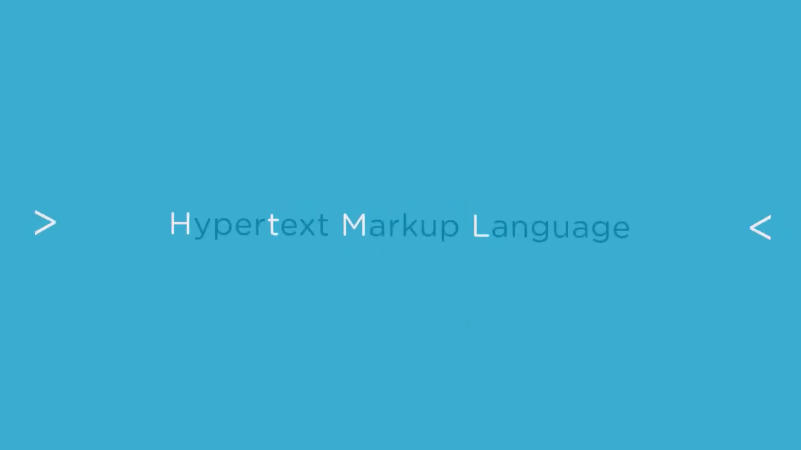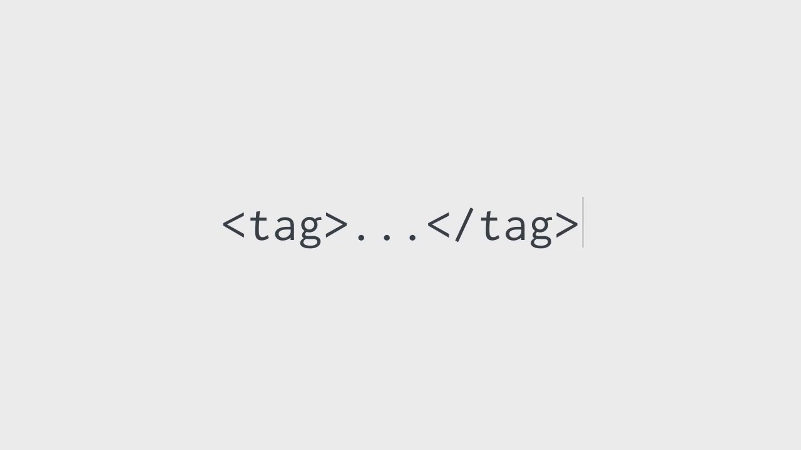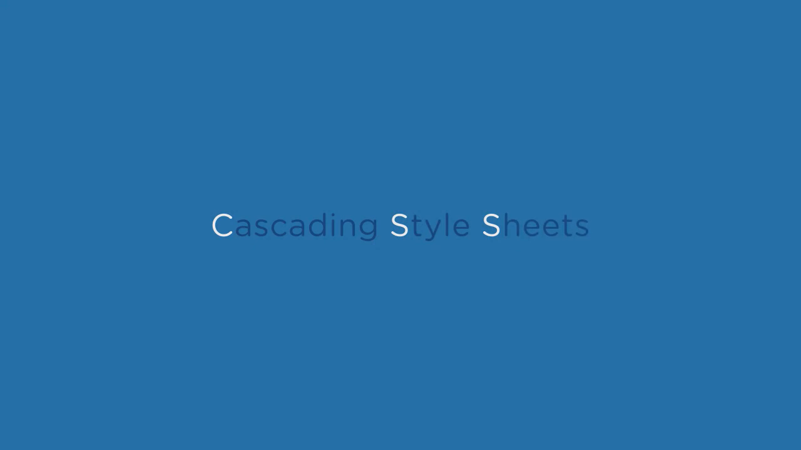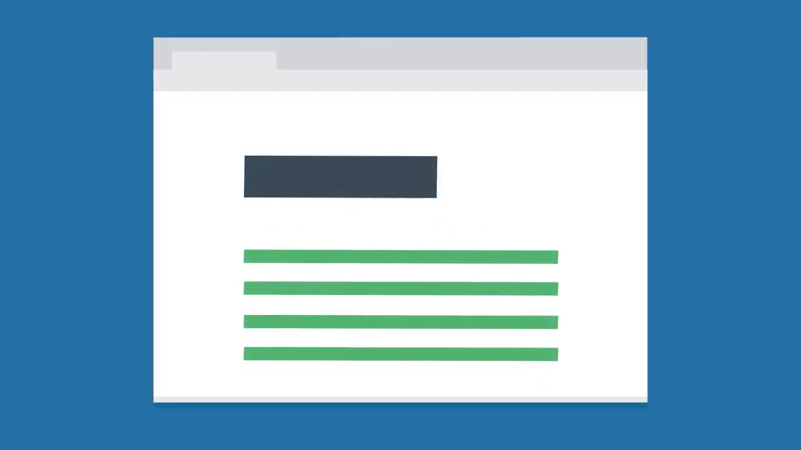HTML, which stands for Hypertext Markup Language, is simply a set of tags we use to describe to the browser how our web pages are structured. We do this by surrounding the content of our web pages with these HTML tags. Then we use CSS, or cascading style sheets, to tell the browser what we want the content between the tags to look like.